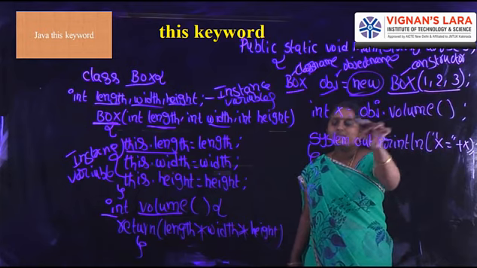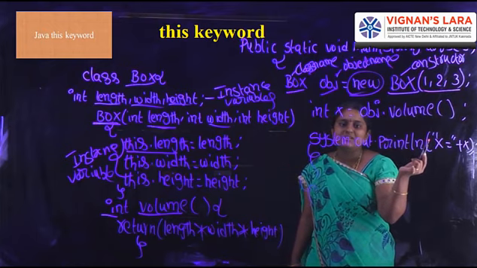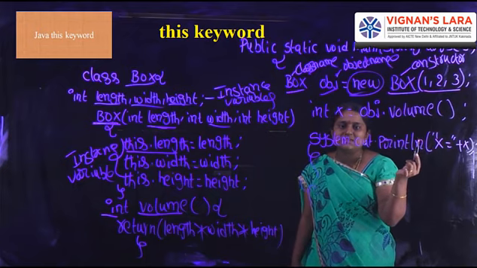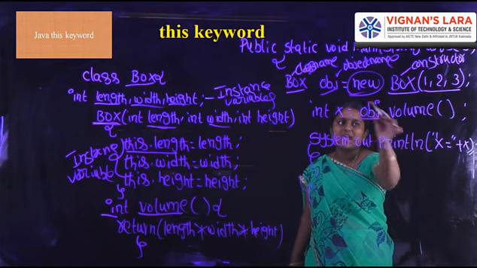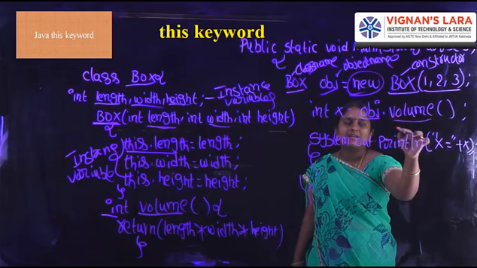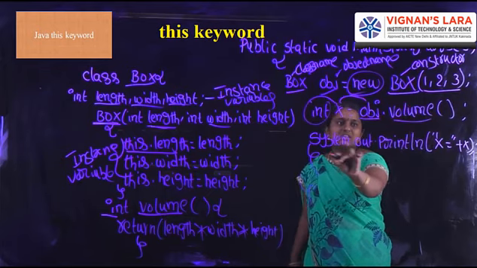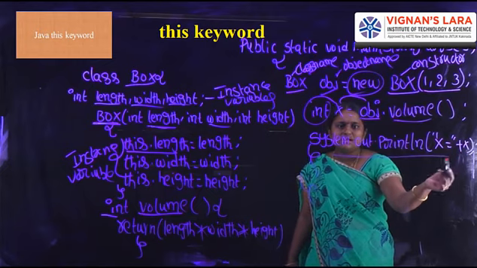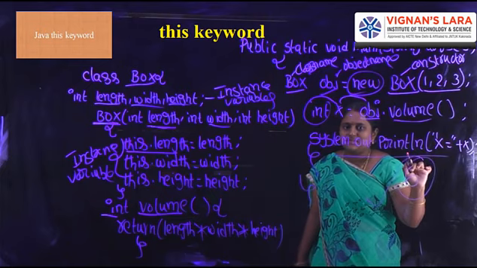Volume is an instance method. How can we access instance methods in our programming? Through the object name. The syntax for accessing instance methods is object name dot method name. Here obj is our object name and volume is our method name. We can store our result in variable x, since it returns an integer. System.out.println("volume = " + x). What is the output we are getting? 6, that is 1 into 2 into 3, 6.